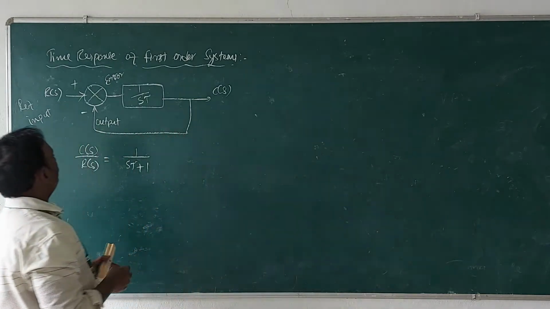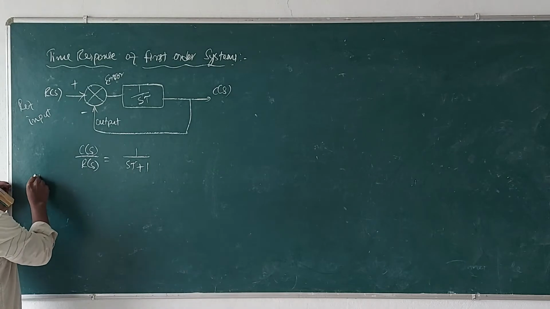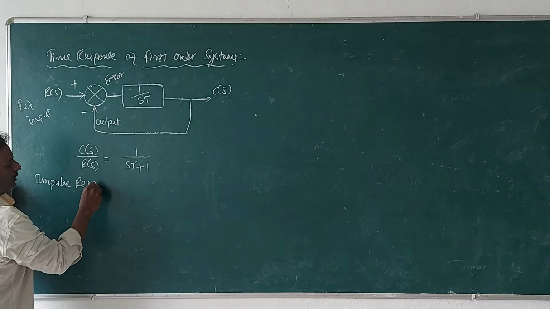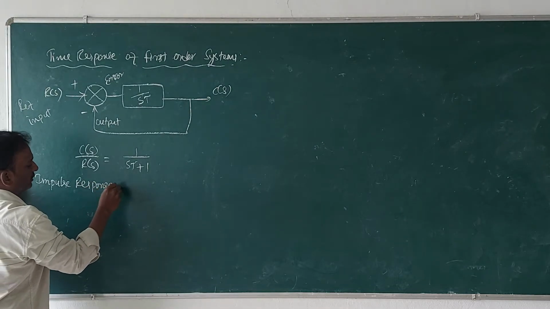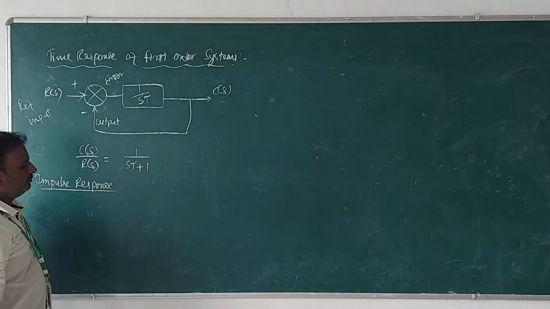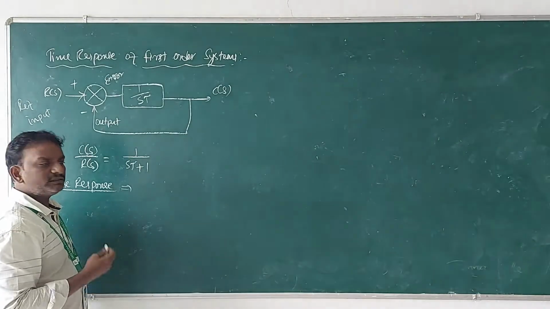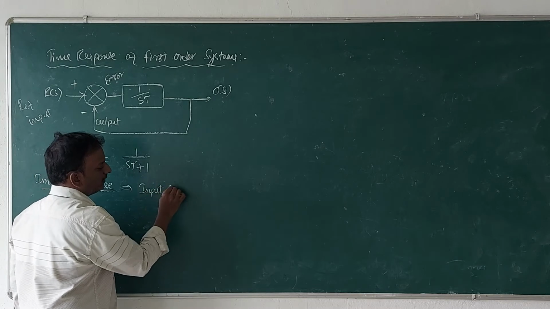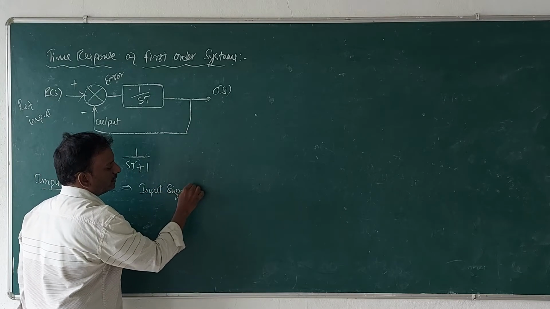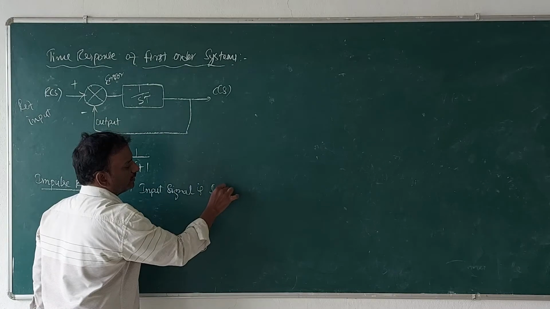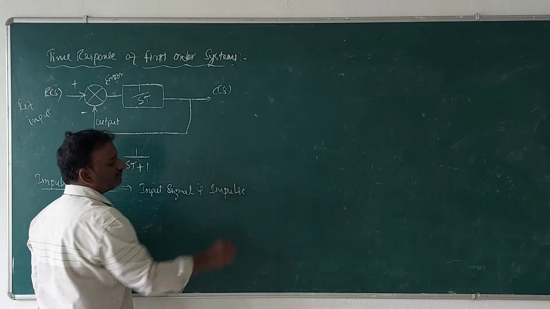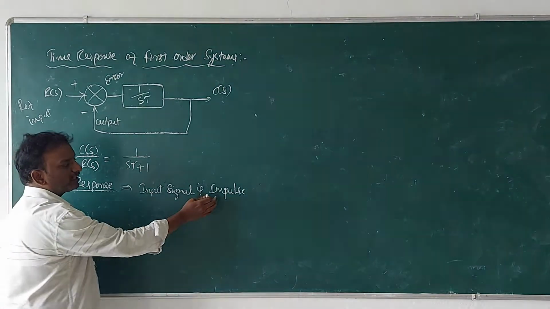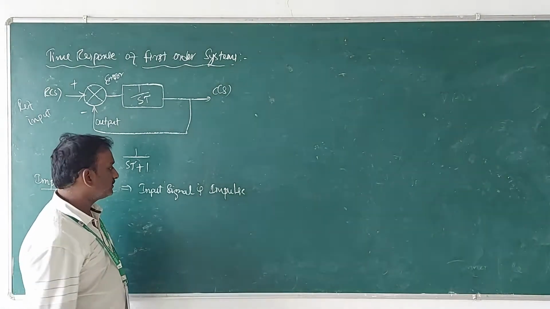Okay. Now I want to apply the impulse response. So what do you mean by impulse response? For the determination of this impulse response, I need to apply the input signal as an impulse signal. I already gave the information on various types of signals used in this control system. At that time I explained this impulse signal in the offline class itself.